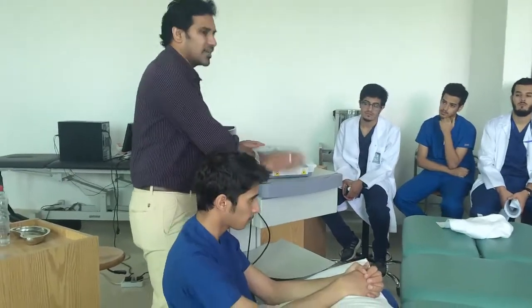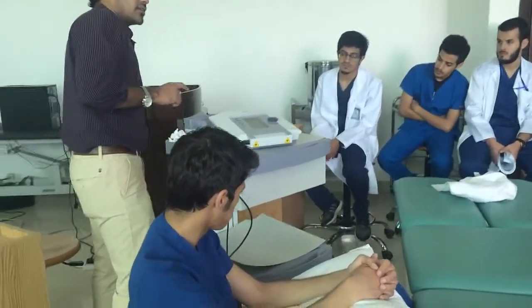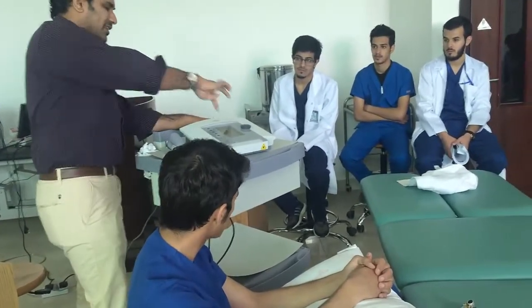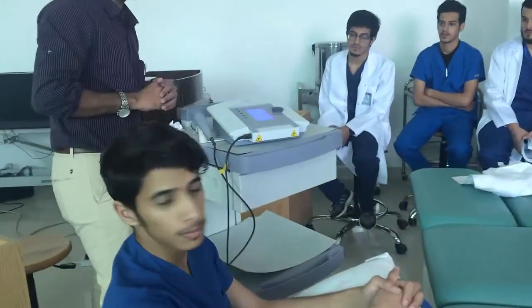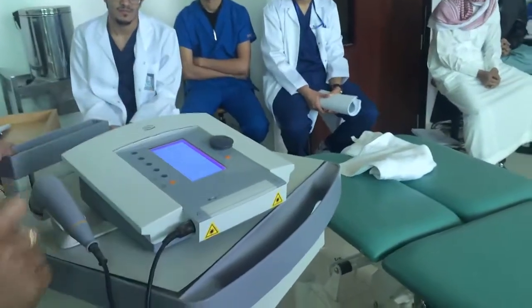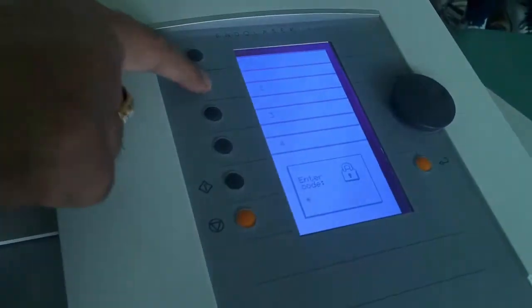So this is the laser equipment. I have attached the mains to the socket. Okay, and the on button is behind the laser machine. You have to switch it on. Okay, so it will ask for the code. We have to press 1, 2, 3, 4.